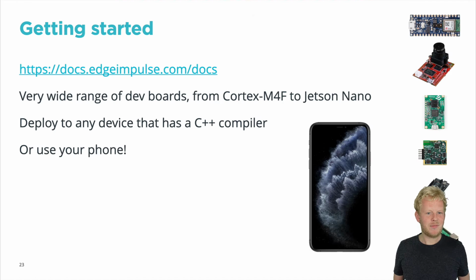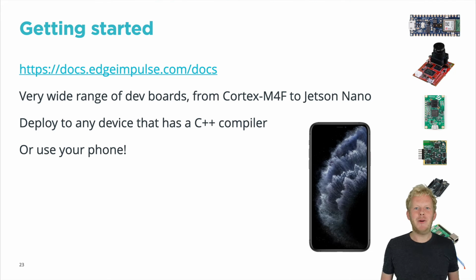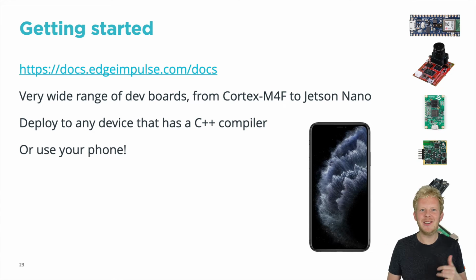Really cool. So, okay, I hope I gave you a bit of a glimpse into what is possible with microcontroller devices today. If you want to get started, that is really the best way of actually exploring this yourself. Head to edgeimpulse.com/docs. We have a very wide range of dev boards from Cortex M4 to even larger GPU things if you want to do object detection. You can deploy to any device that has a C++ compiler. So if you have a brownfield device, go use it. Or even use your phone if that's more your thing.